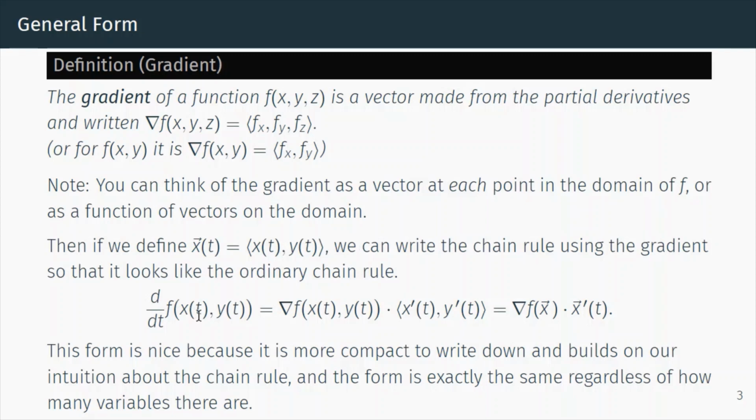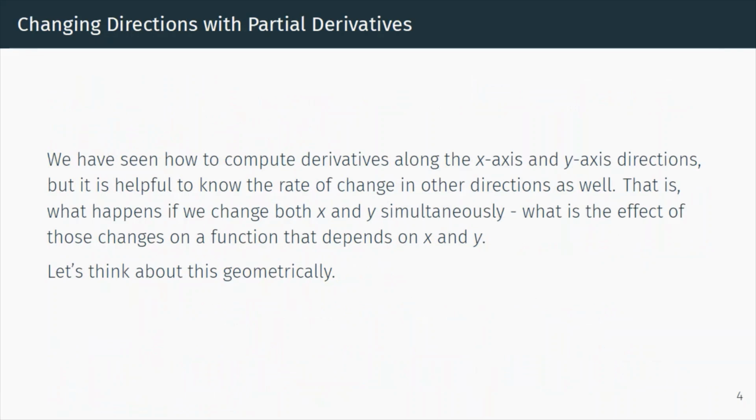If you want to connect it back to the chain rule, if you think of your position vector as x of t, y of t, then you can get the chain rule, d/dt of f at x of t, y of t, by taking the gradient and dotting it with the derivative of the position. So this kind of has that f prime of g of x, g prime of x look to it. And so that's kind of nice. You can write the chain rule using the gradient in a simplified short notation that looks like the other chain rule. Okay, so that's what the gradient is.